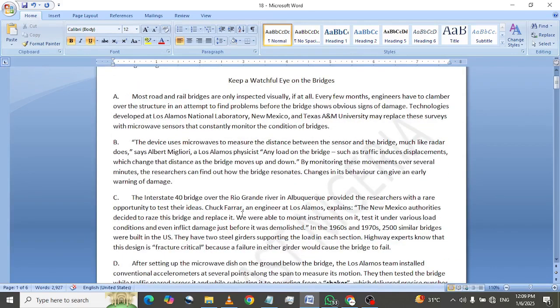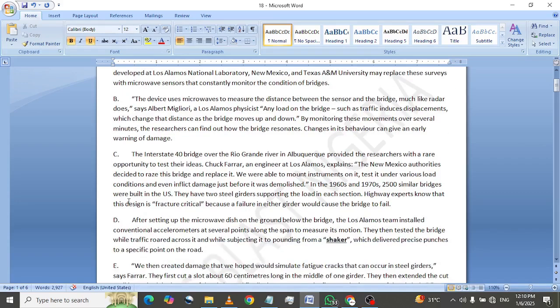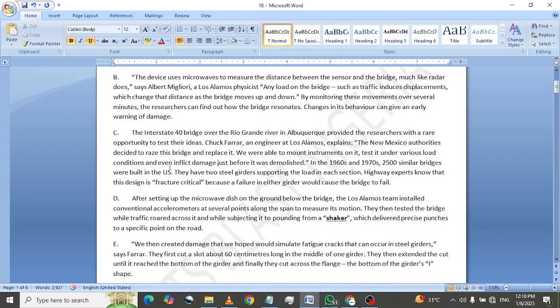Because all those keywords that we underline, they must be inside that paragraph. Some don't come word for word. Most of the time they use synonyms. So let's see whether we'll find those keywords here. Okay, we've read paragraph A. Okay, we have scanned through paragraph B.